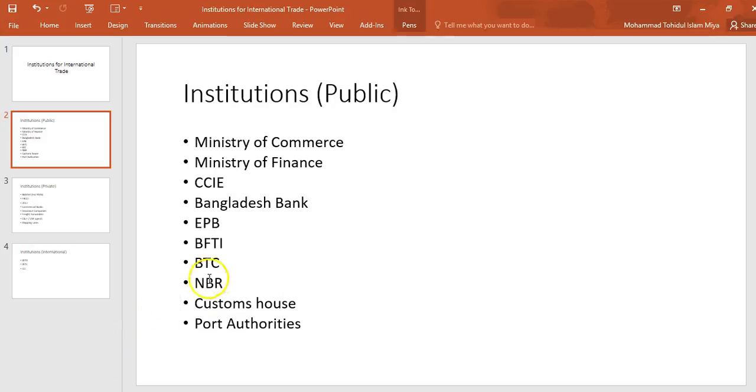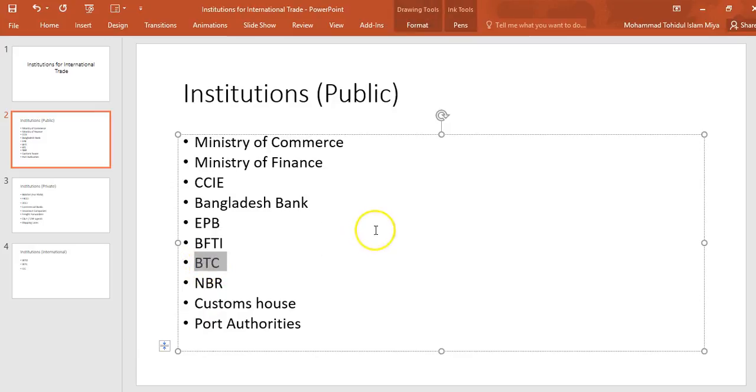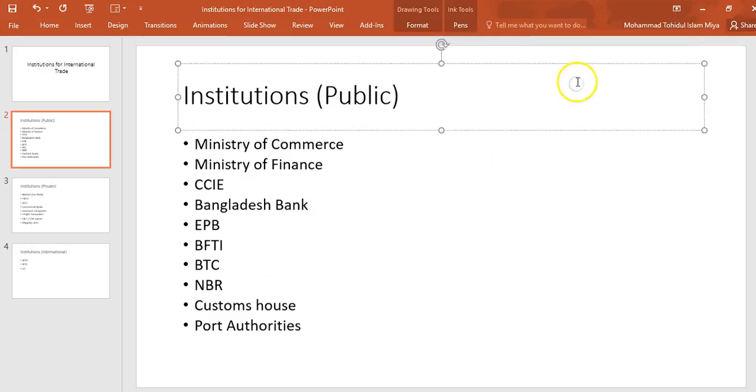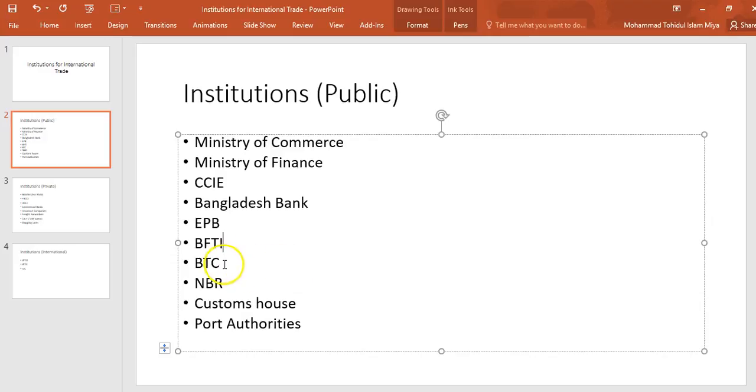The next institute is BTC, which stands for Bangladesh Tariff Commission. They are influential in the sense that they set the tariff. When we are importing, BTC decides how much tariff we need to pay. You can say tariff is one form of tax, so this is how much we have to pay for importing a particular item. And even as an exporter, they influence us by setting the right tariff level for the items that we are competing with.